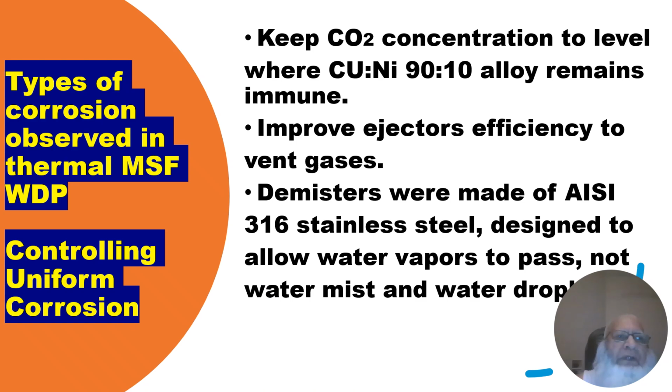This slide shows the types of corrosion observed in the thermal MSF WDP, mainly how to control uniform corrosion. Keep carbon dioxide concentration to a level where copper nickel 90/10 alloy remains immune. Improve ejectors efficiency to vent gases. The demisters are made of AISI 316 stainless steel, designed to allow water vapor to pass, not water mist and water droplets.